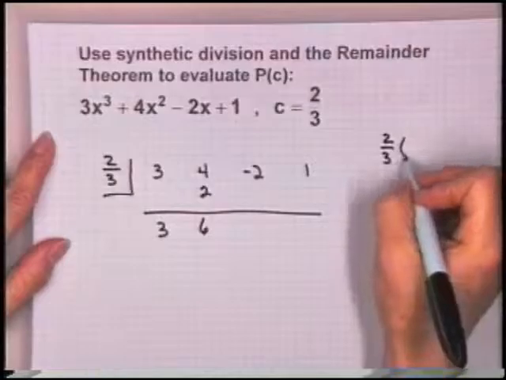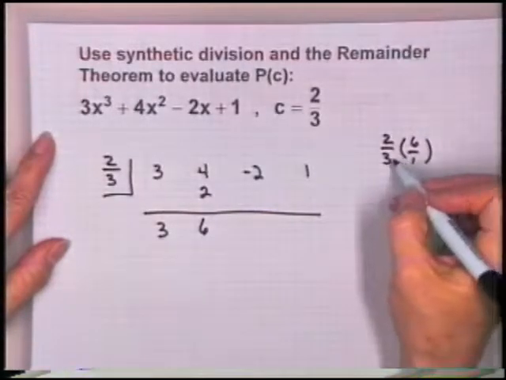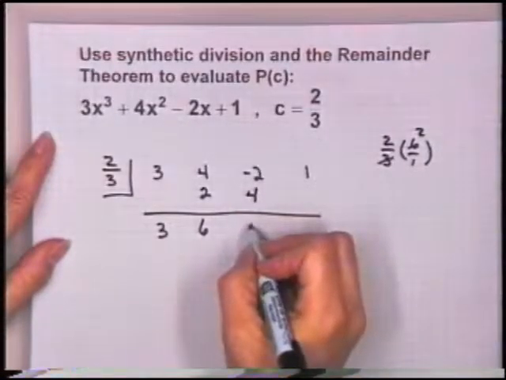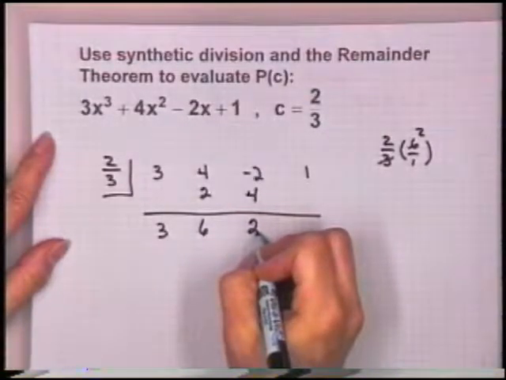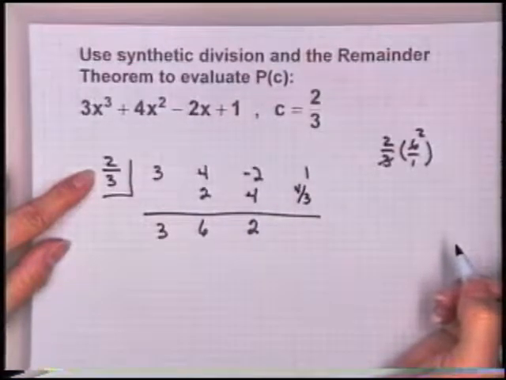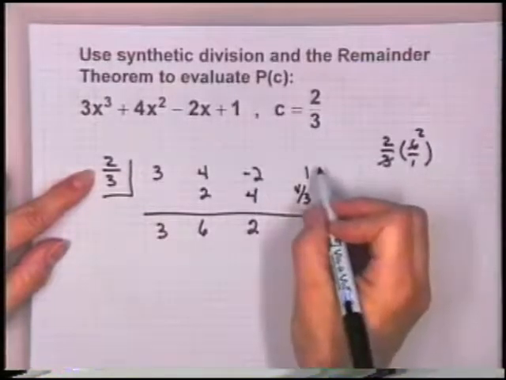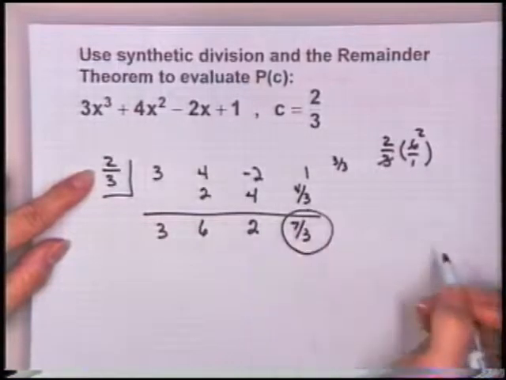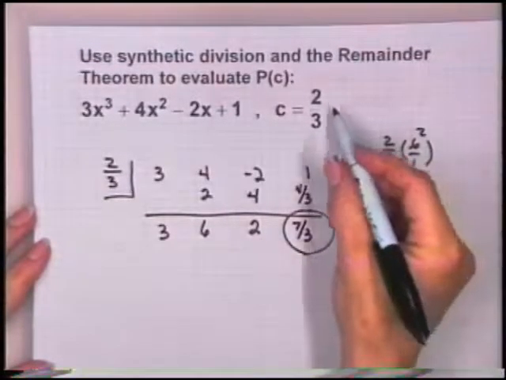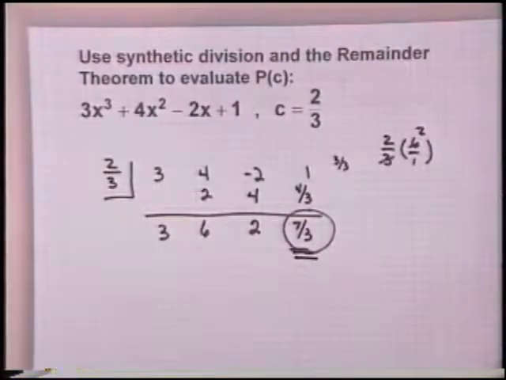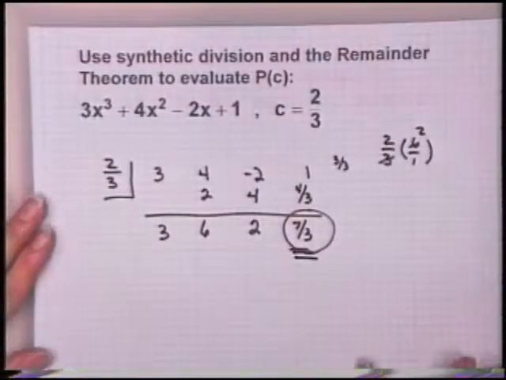Now if you need to look at this, what are you doing next? You're multiplying 2/3 times 6. What's going to happen? 3 cancels, 2 times 2 is 4. Negative 2 plus 4 is 2, right? Okay. 2 times 2/3 is 4/3. What's 1 plus 4/3? Well, 1 is 3/3, right? So I've got 7/3. Here's my remainder. So what does that tell me? If I put 2/3 into this polynomial, my answer is 7/3. So even with fractions, I can do this fairly quickly.